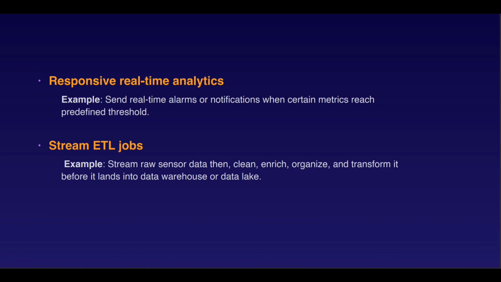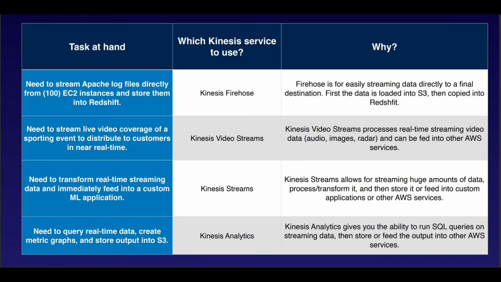So now that we have discussed all the different services within the Kinesis family, I would like to give some scenarios and see if we can decide which Kinesis service to use. So the first task is we need to stream Apache log files directly from, let's say, 100 EC2 instances and store them into Redshift. Go ahead and take your time and see if you can figure out which Kinesis service to use, and pause the video if needed.